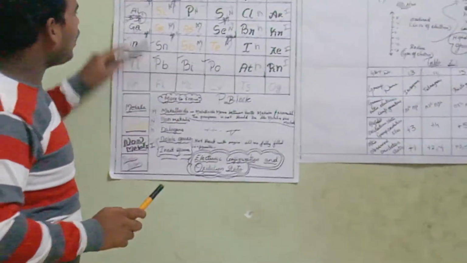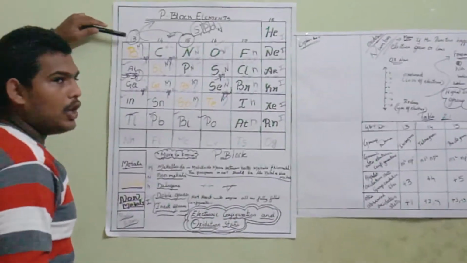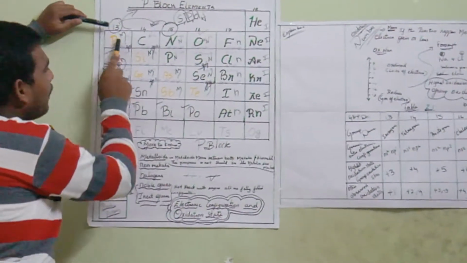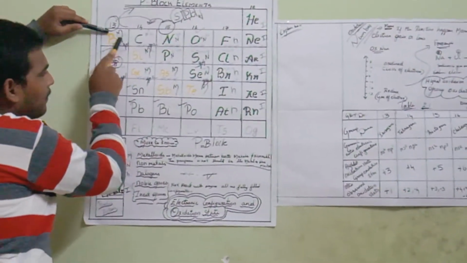That is metalloids. Metalloids are marked in yellow color, that is boron, silicon, etc. 1, 2, 3, 4, 5, 6. I have put a mark, that is M, M for metalloids.